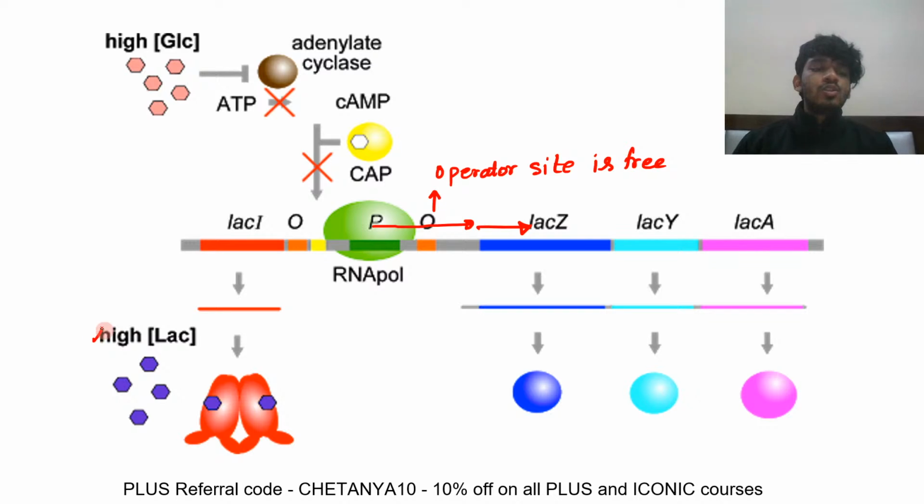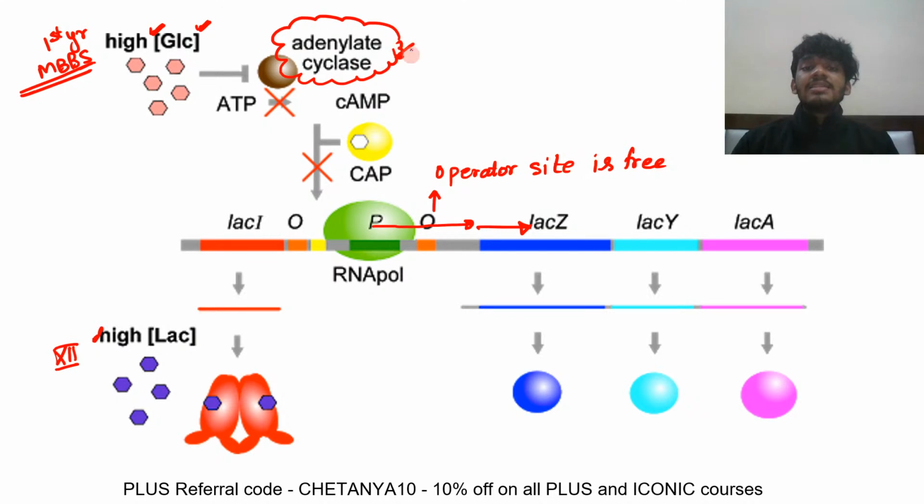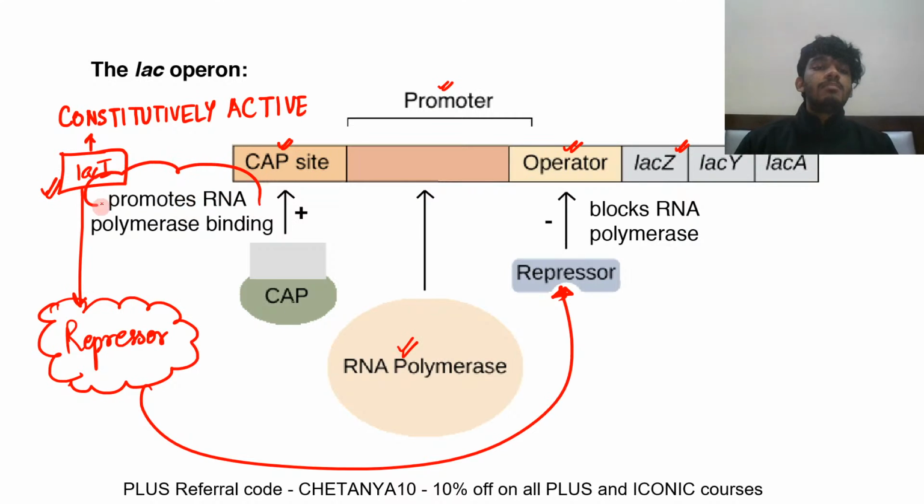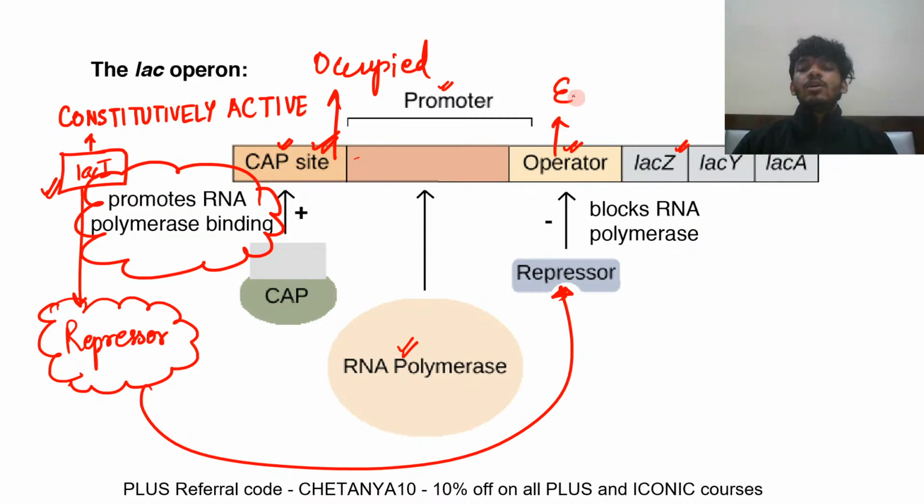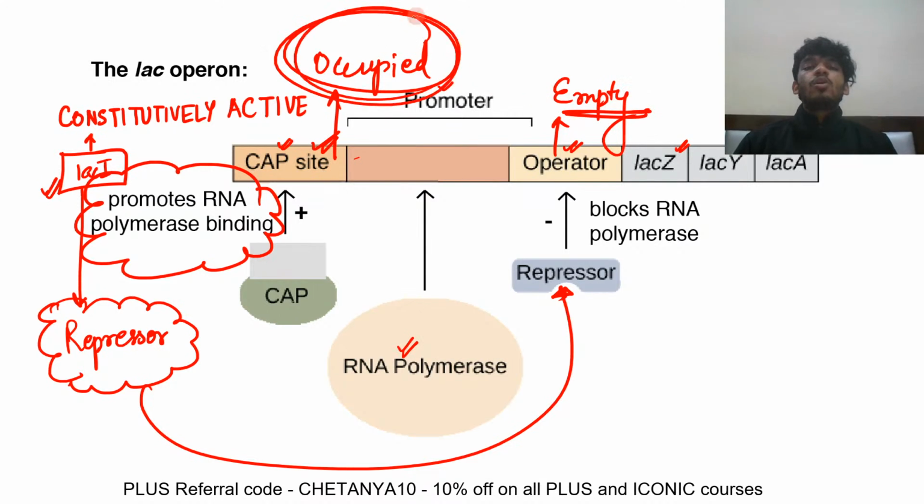So that's the first thing you understand, and this you have also studied in your class 12. What you have not studied in class 12, what you will study in your first year MBBS, is that when there is a high level of glucose, that will inhibit adenylate cyclase. If adenylate cyclase is inhibited, then ATP cannot be converted into cAMP, and cAMP is required for the binding of catabolite activator protein to the CAP site, right? And if it does not bind here, then the RNA polymerase cannot come and attach to the promoter site. Why? Because the CAP site promotes the binding of RNA polymerase. So the CAP site must be occupied and the operator site must be empty for binding of RNA polymerase. And you've just seen how the CAP site is occupied.